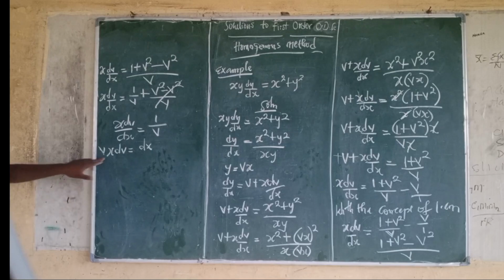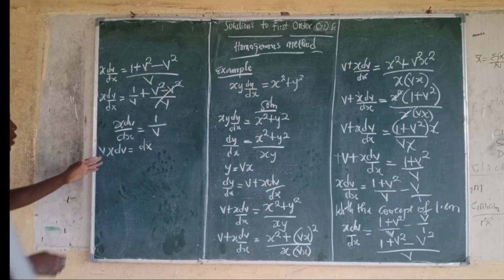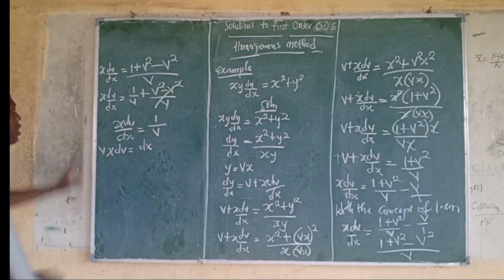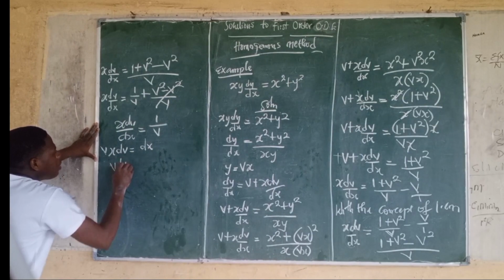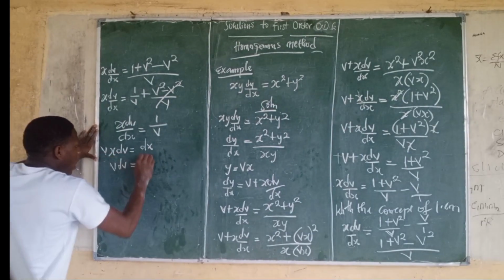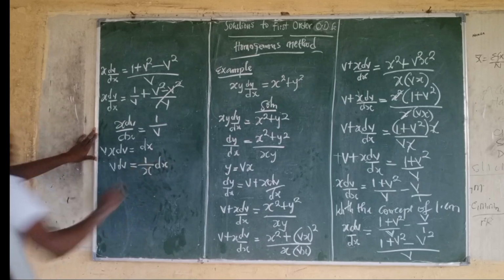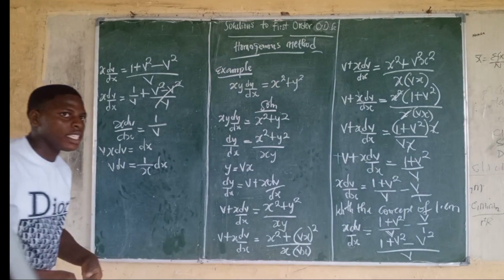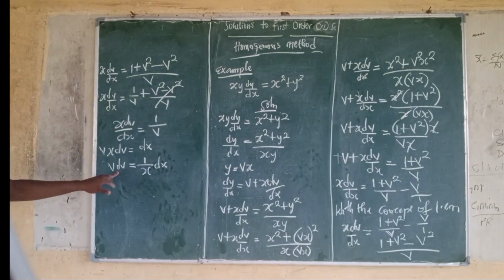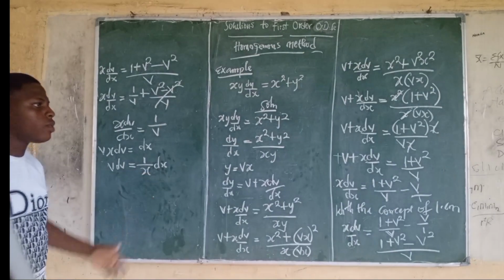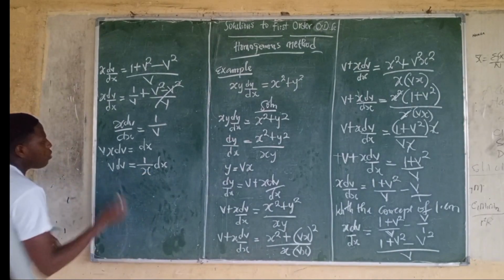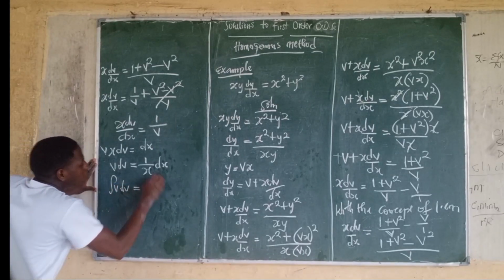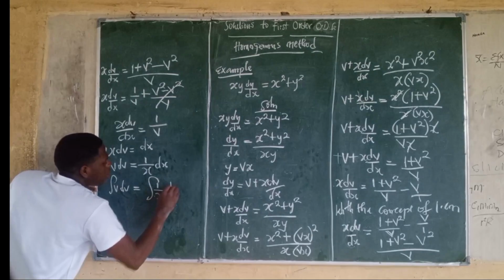So the next thing is to divide through by x. We can take this x variable to the other side of the equation. Now taking this x to the other side, we have v dv is equal to 1 over x dx. We just divided through by x. So now what is the next thing? We can integrate this side and we integrate the other side of the equation. We have the integral of v dv is equal to the integral of 1 over x dx.